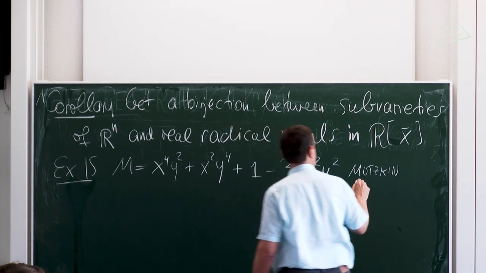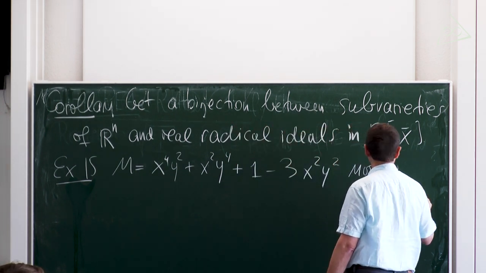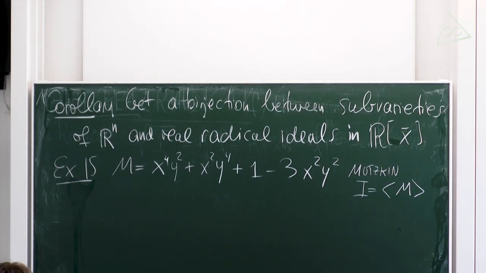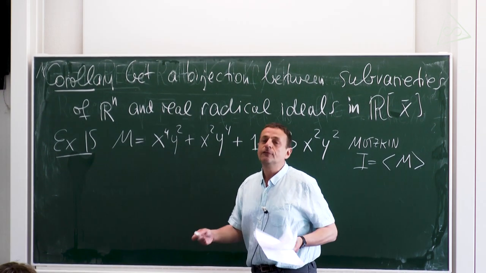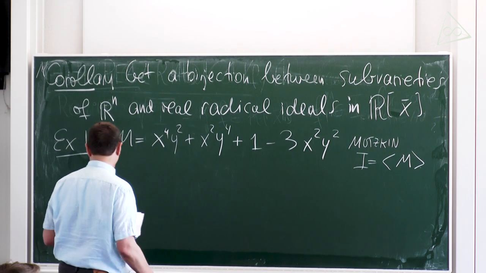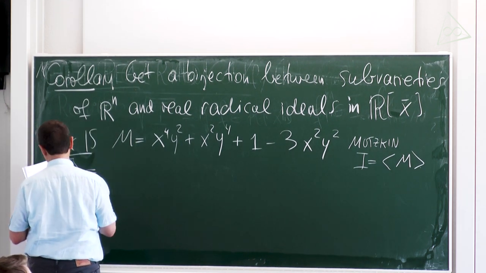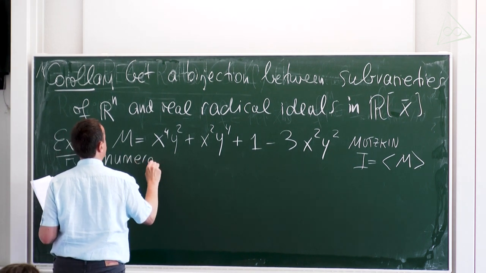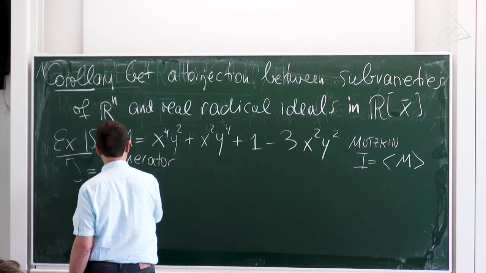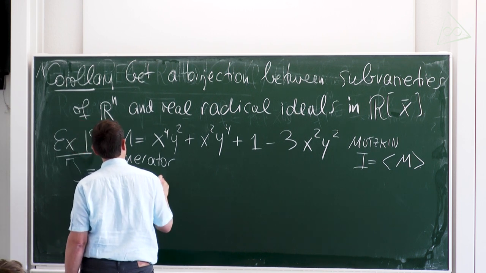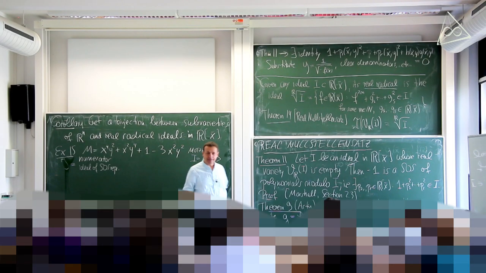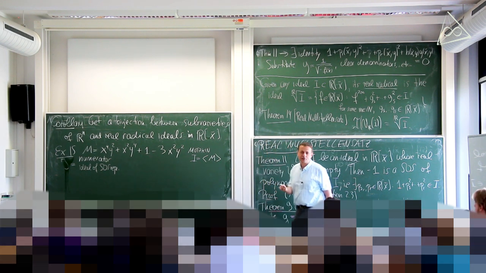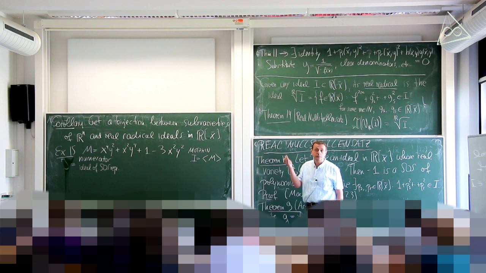And let's look at the principal ideal generated by this. So we're in the real polynomial ring in two variables, x and y, and we look at the principal ideal generated by M. And I'm going to be interested in computing the real radical. I'm going to give away the answer, but show you a couple of steps along the way. Let's use J to be the numerator ideal of the SOS representation. So I magically pulled out of the hat a sum of squares of rational functions representation of this M. Never mind how I found it, but I gave it to you 20 minutes ago.